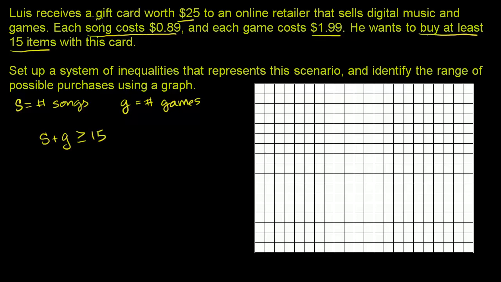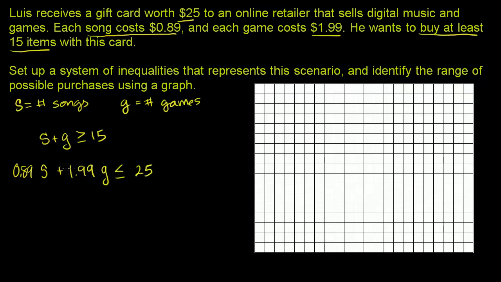And then the other constraint is the gift card is worth $25. So the amount that he spends on songs plus the amount that he spends on games has to be less than or equal to 25. The amount he spends on songs is the number of songs he buys times the cost per song, 0.89 times S, plus the cost per game, $1.99, times the number of games. This is the total amount that he spends, and that has to be less than or equal to 25.